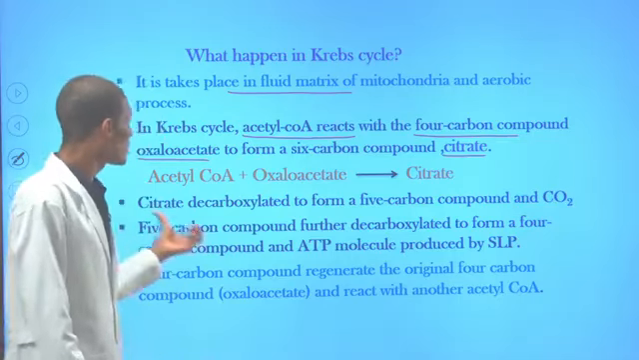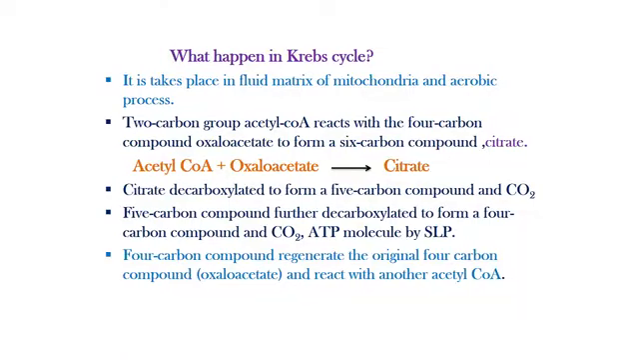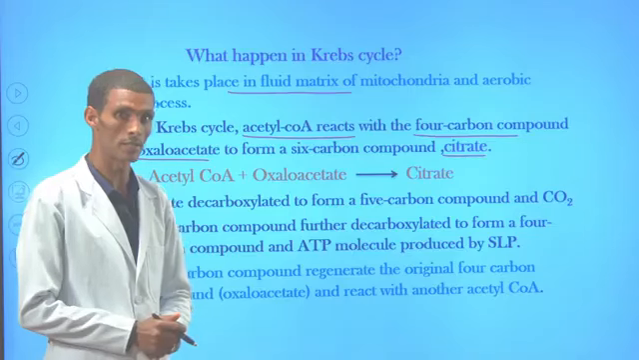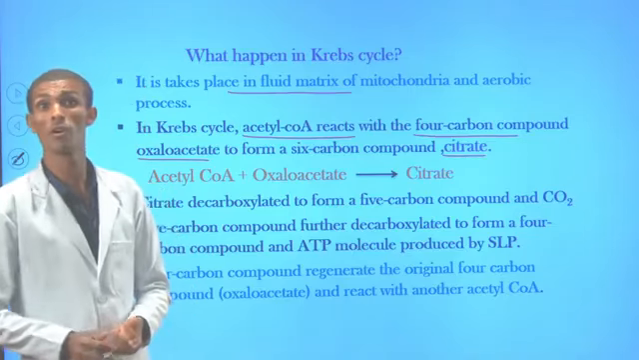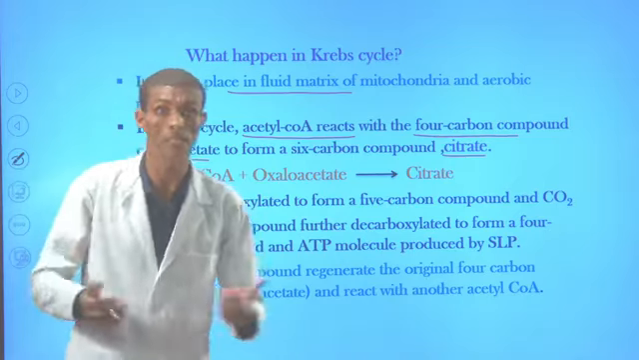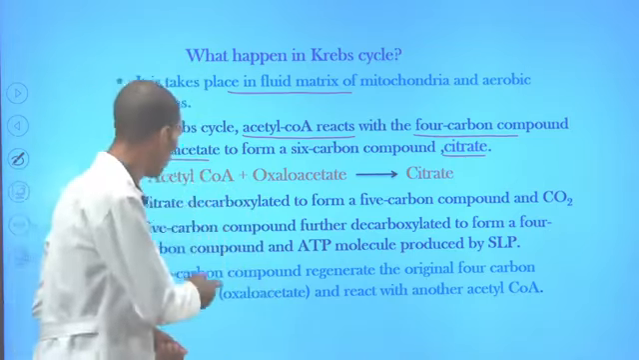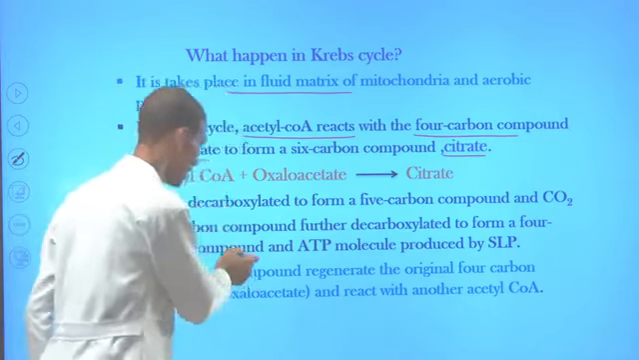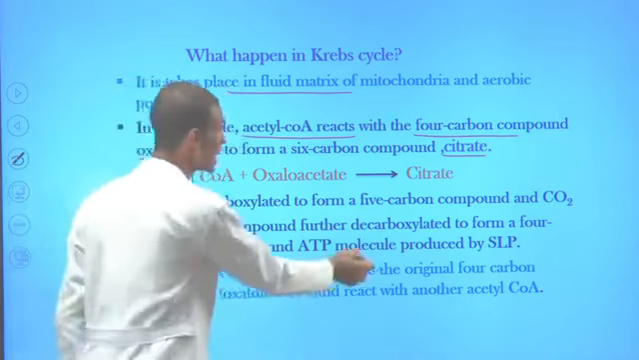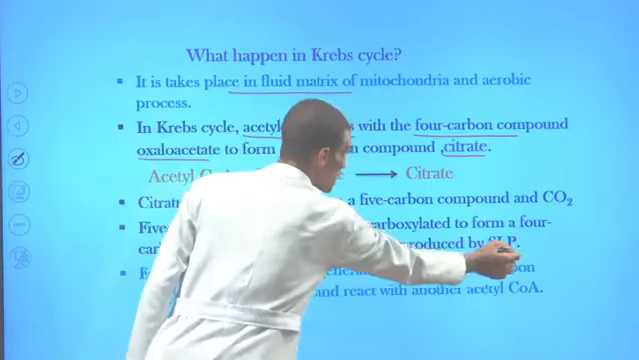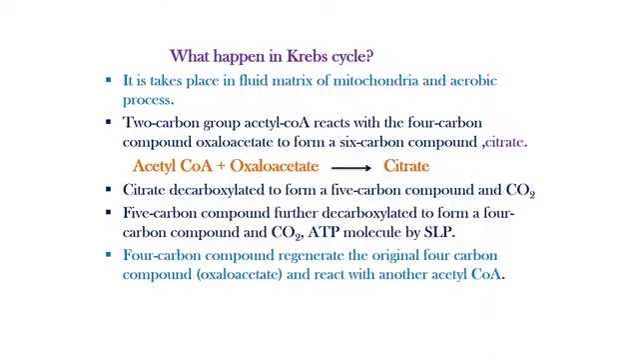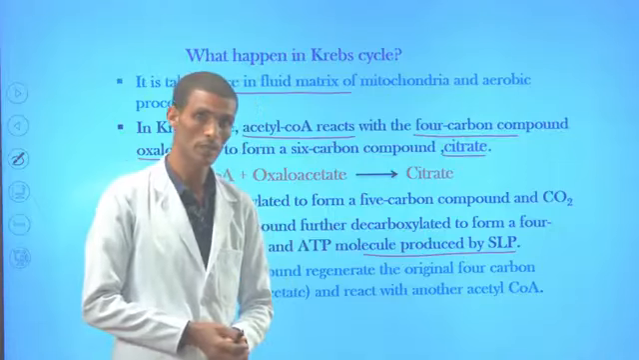After that, citrate becomes decarboxylated to form a 5 carbon compound and carbon dioxide, where the 5 carbon compound is further decarboxylated to form another compound, the 4 carbon compound oxaloacetate. ATP is formed in the process by substrate level phosphorylation.